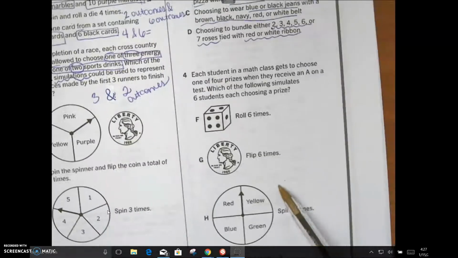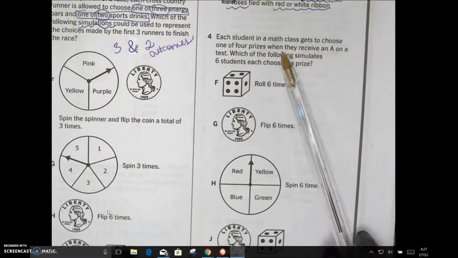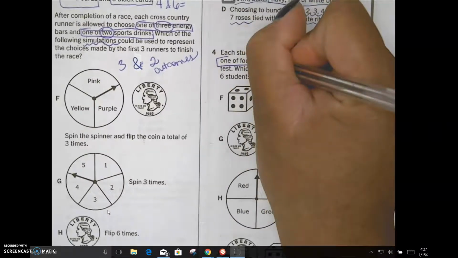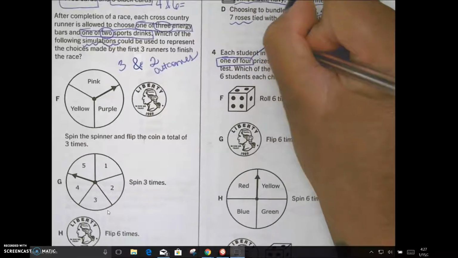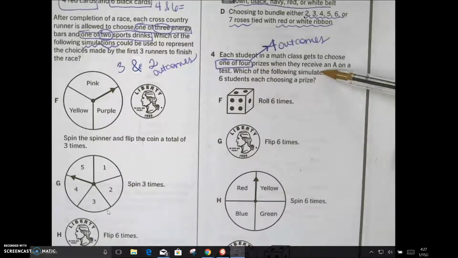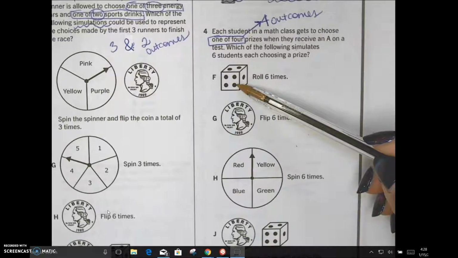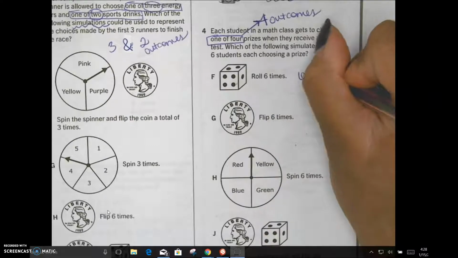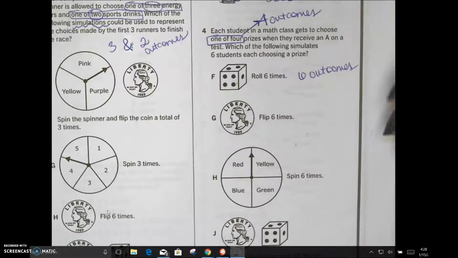On question number 4, hold on. Each student in a math class gets to choose one of 4 prizes when they receive an A on a test. So I get 1 of 4. How many outcomes do I have here? 4 outcomes. Which of the following simulates 6 students choosing a prize? How many outcomes do I have for rolling a number cube? 6, because you get numbers 1 through 6. 6 outcomes.